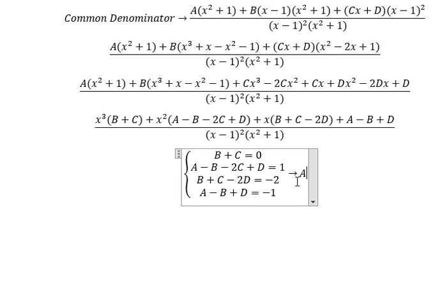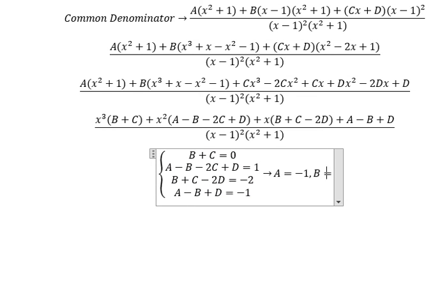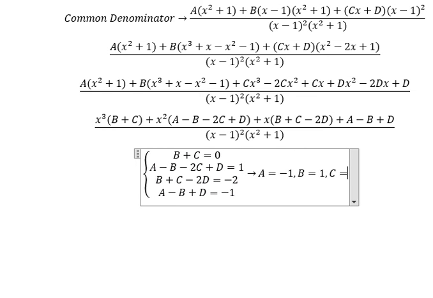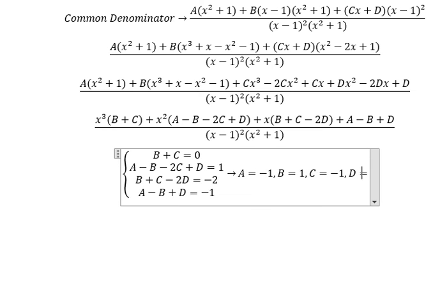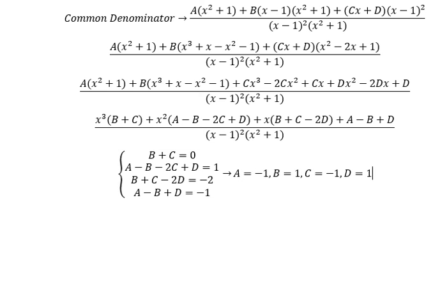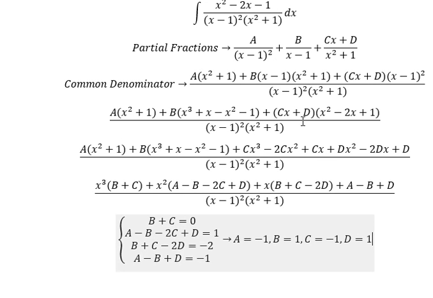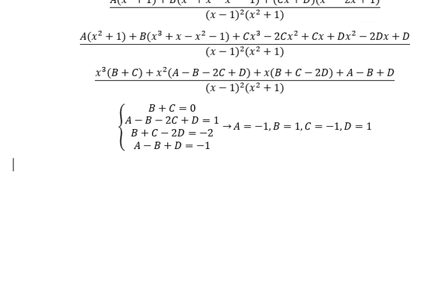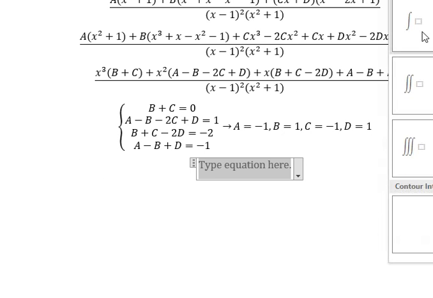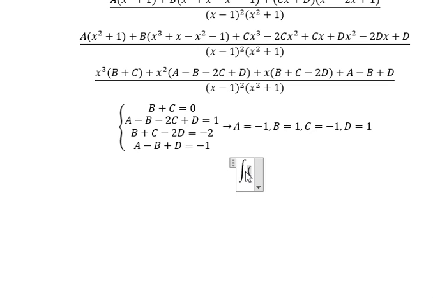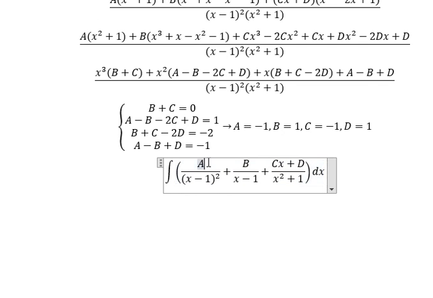So a equals negative number 1, b equals number 1, c equals negative number 1, d equals number 1. So we put the values a, b, c, d in here. And then we put the integration here. So a equals negative number 1, b equals number 1, c equals negative number 1, and d equals positive number 1.